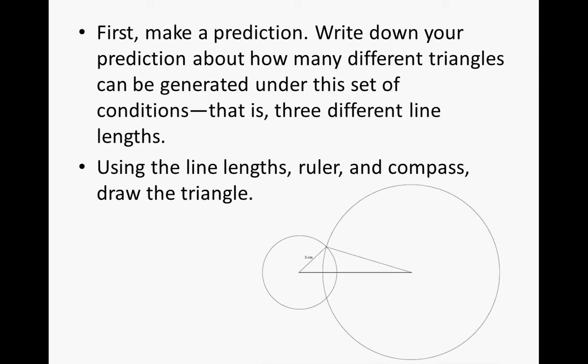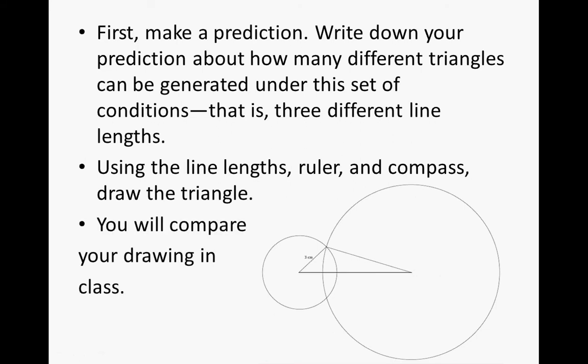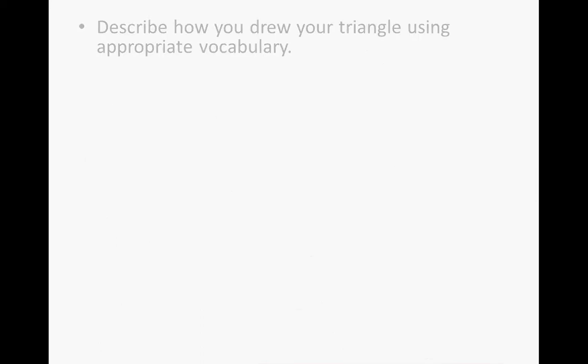So using our compass, we would draw circles using the line lengths of 3 centimeters for the radius for the first circle, and then the radius for the second circle, and then that would also be the length of the horizontal line on the bottom. You will compare your drawing in class. So describe how you drew your triangle using the appropriate vocabulary.